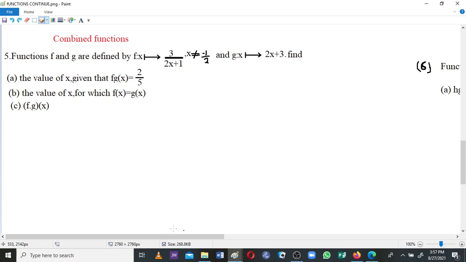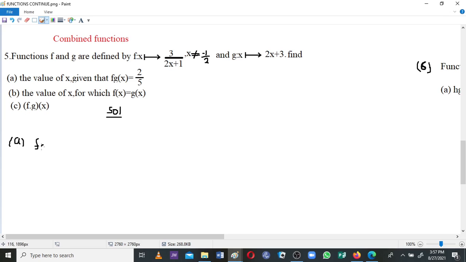Let us look at these questions as we solve. As we solve, make sure you pay attention to the notations and what they mean when solving. So we have question A. Our question A, we want to find the value of x for which fg.